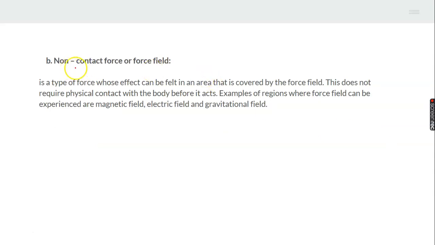Then the second one is non-contact force, or you call it force field, either of the two. It is a type of force whose effect can be felt in an area that is covered by the force field. This does not require physical contact with the body before it acts. Examples of regions where a force field can be experienced are magnetic field, electric field, and gravitational field. Those are the examples where you can feel the force field or non-contact forces.